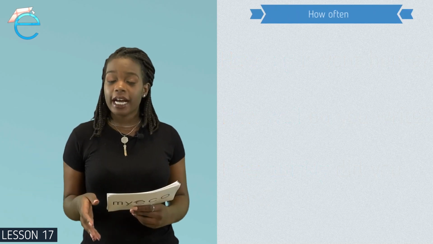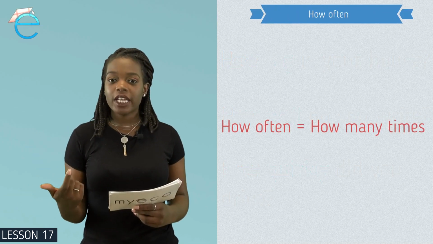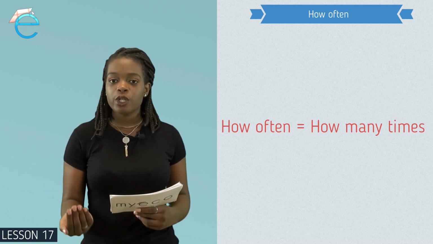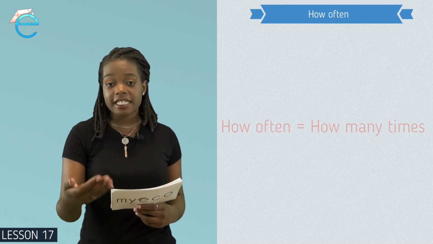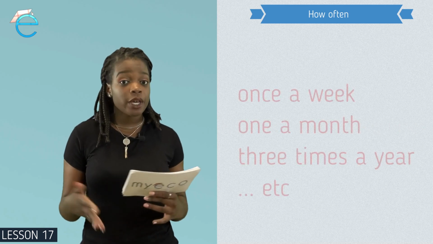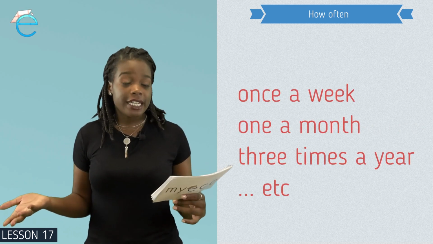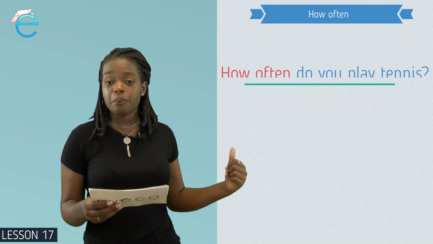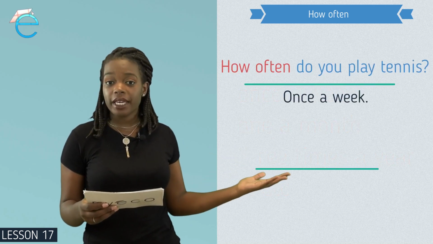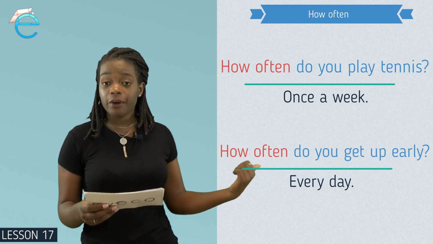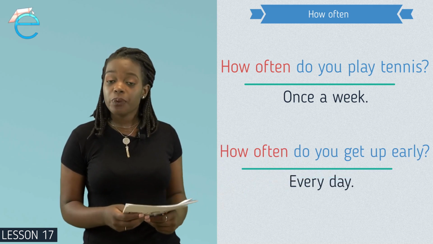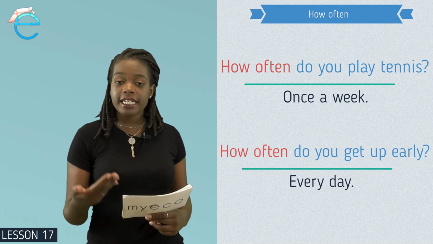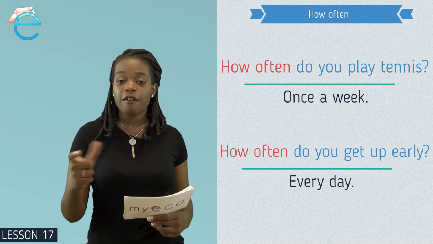Okay, so now when it comes to how often, we're dealing with the frequency of something. So how many times does someone do something? Once a week, once a month, or even 3 times a year. Let's have a look at some examples. How often do you play tennis? Once a week. How often do you get up early? Every day.